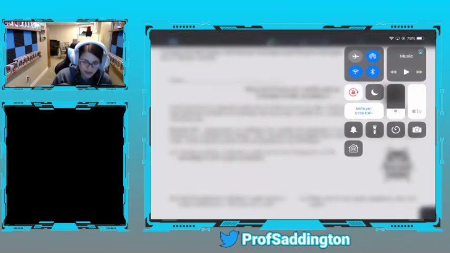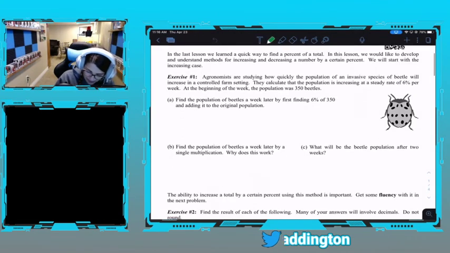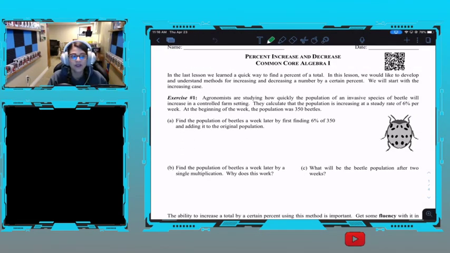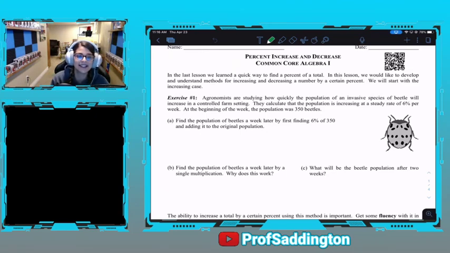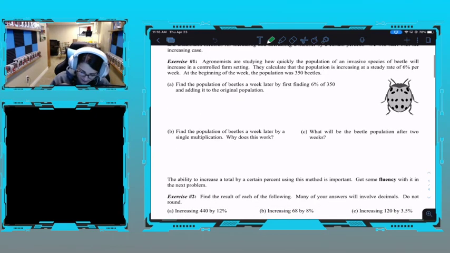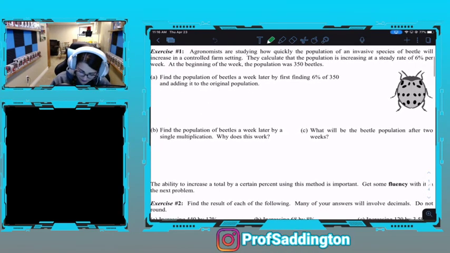So, last time we learned about calculating percentages, and today we're going to expand upon that, specifically with doing percent increase and decreases. So, let us begin.